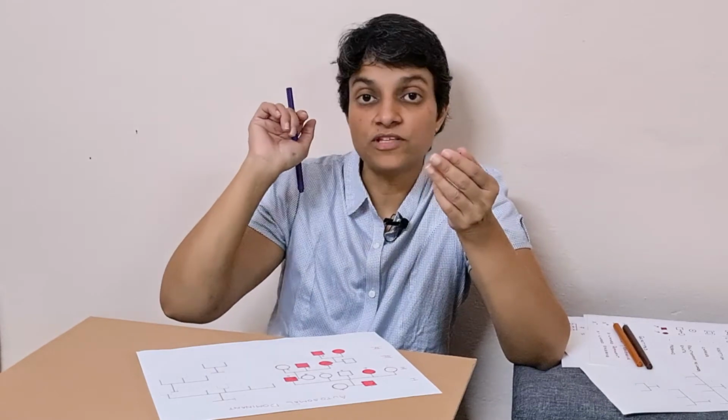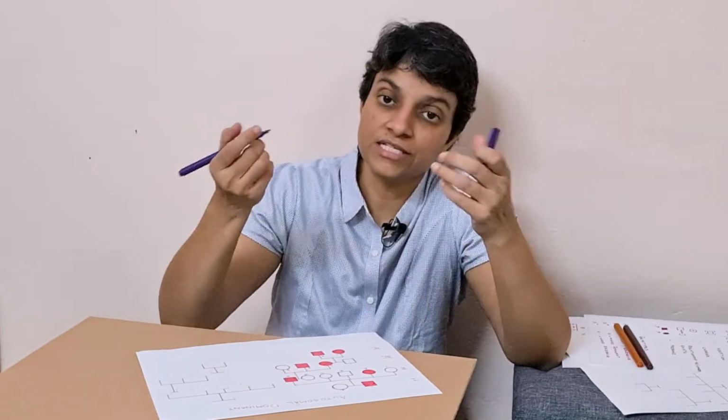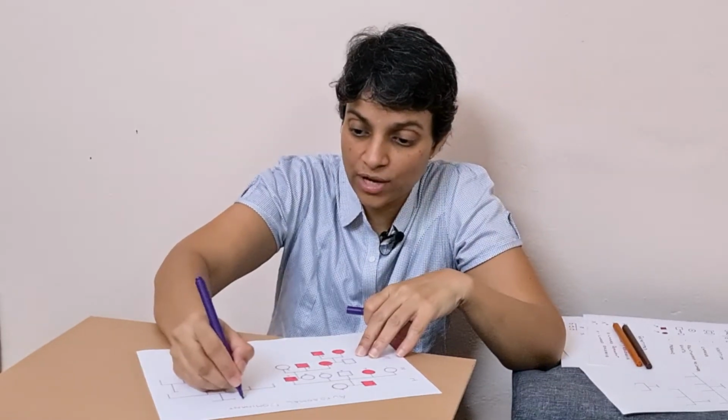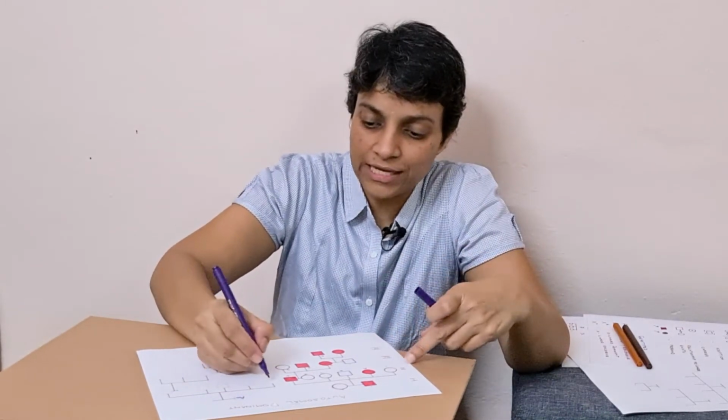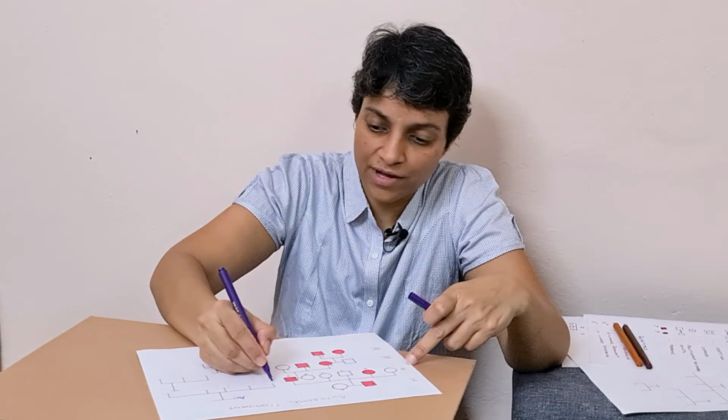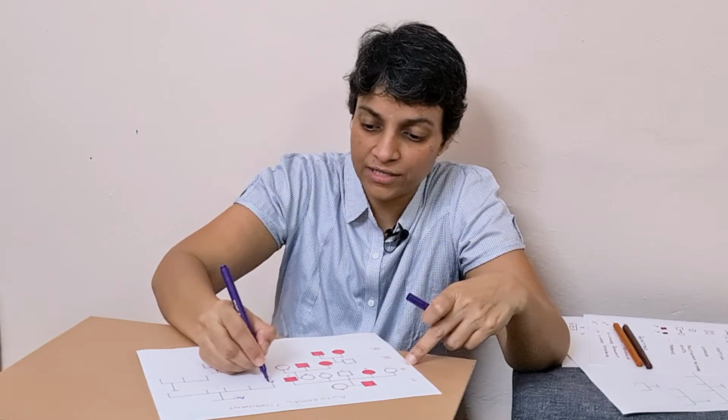Because some of the children are not affected, he is a heterozygote. So capital A, small a. We will write it for all the other individuals in the family also that are not affected.